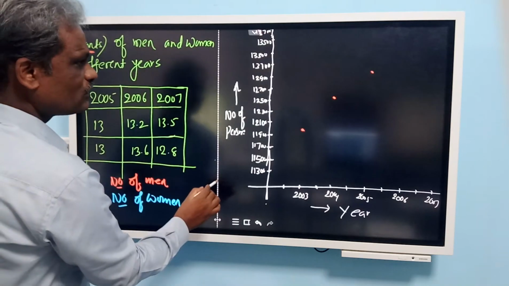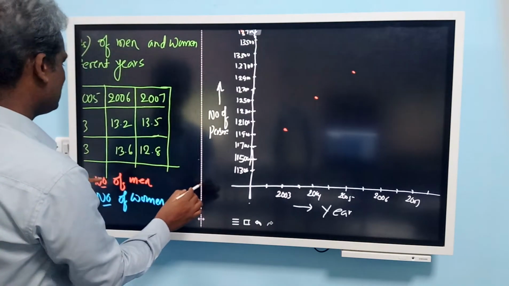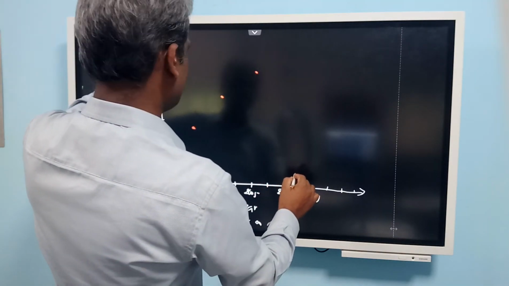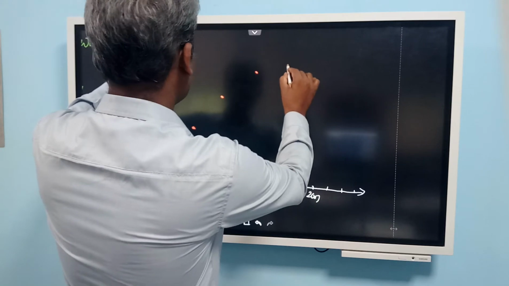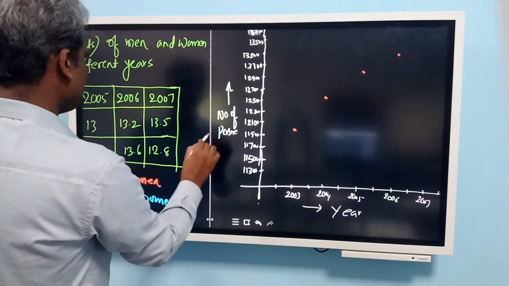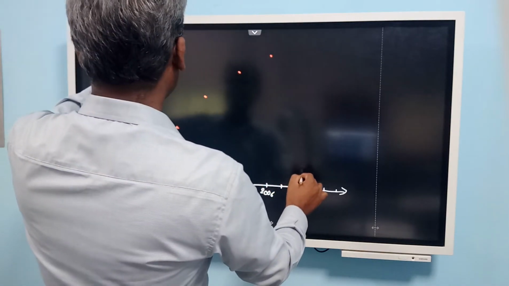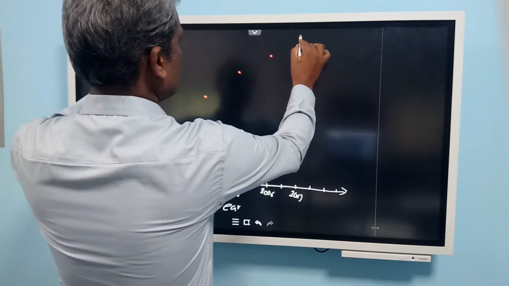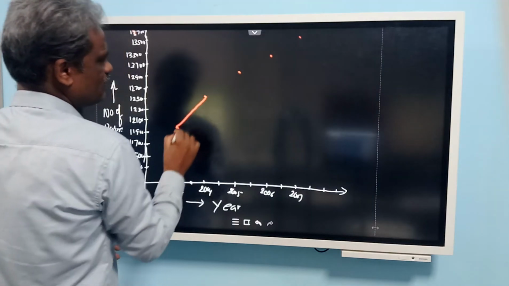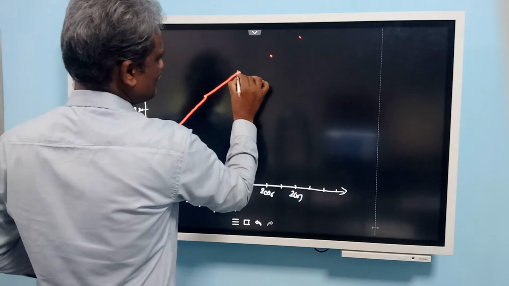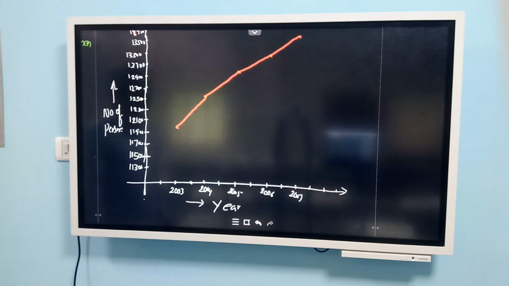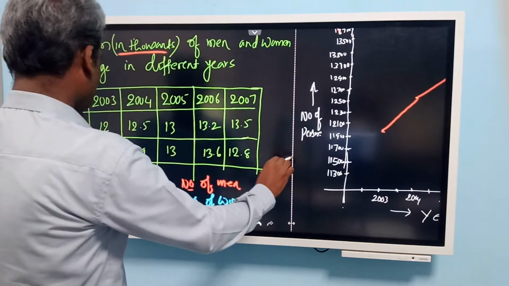Then in the year 2006 it is 13,200, exactly in between these two. So it will come up to here. Then the last one, 2007, it is 13,500. So 13,500 you can see here. Now you can join these using a scale. Draw straight lines here like this. It is increasing. Then another one, number of women.